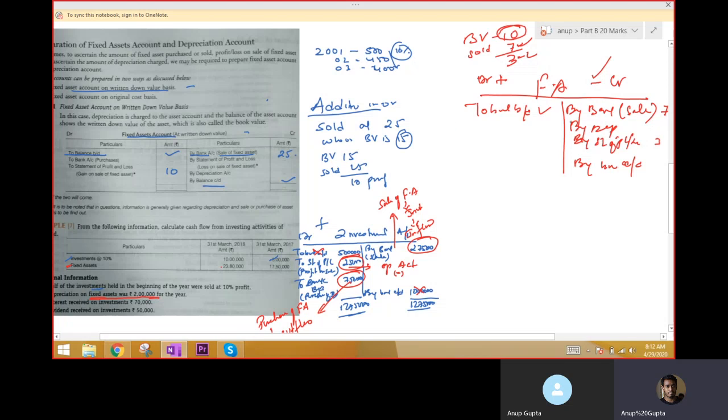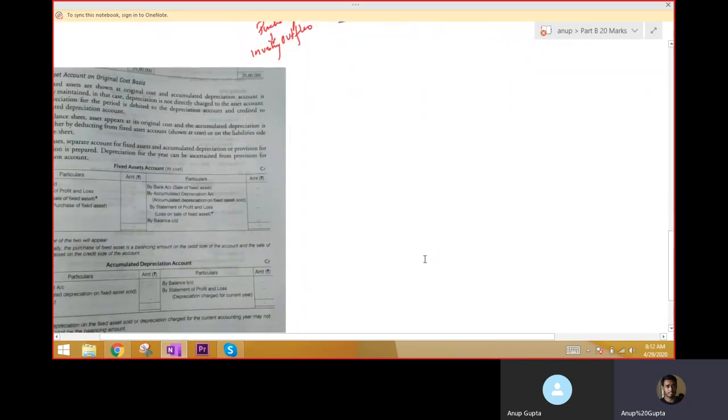Similarly, for profit, we write on the debit side, statement of P&L, profit on sale, and to purchases. So these are the items that are recorded. Either of these items will be the balancing figure while making the fixed asset account. This is when it is maintained in the written down value method, when one account is made. When the fixed asset is maintained on original cost basis, two accounts are made, and we will study that in the next topic.